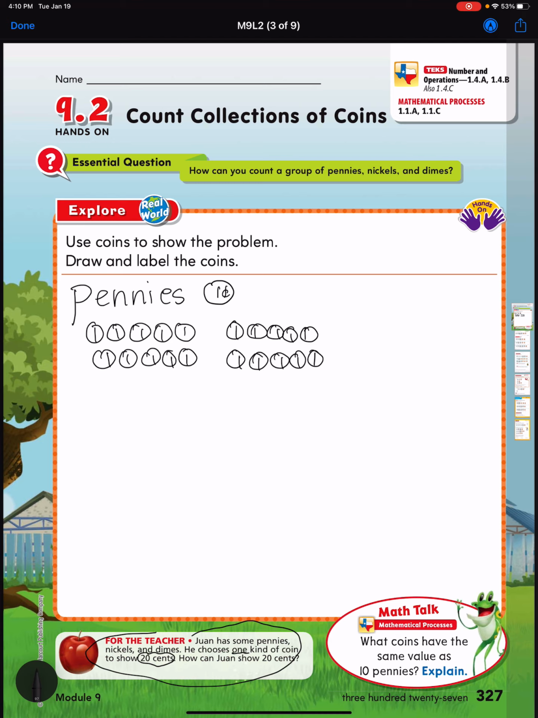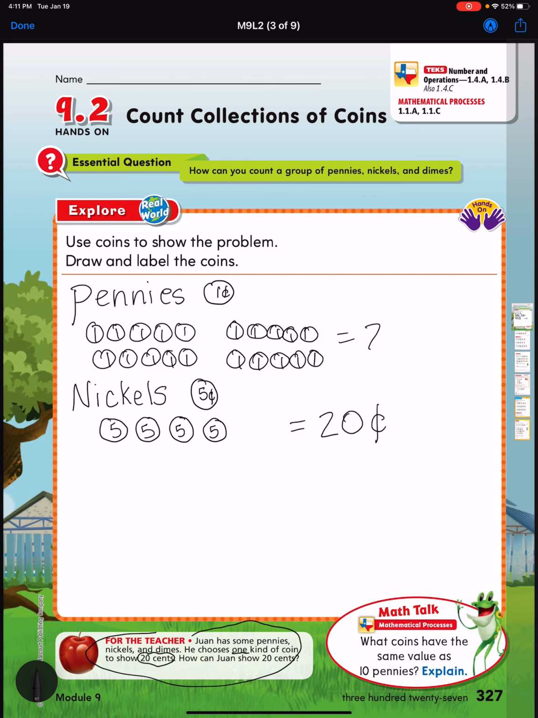All right, now maybe I wanted to do nickels. I know a nickel is worth 5 cents. So when I'm drawing my nickels, I'm going to count by fives until I get to 20. So I would say 5, 10, 15, 20. That means it took 4 nickels to get to 20 cents. So it took 20 pennies to get to 20 cents and 4 nickels to get to 20 cents.